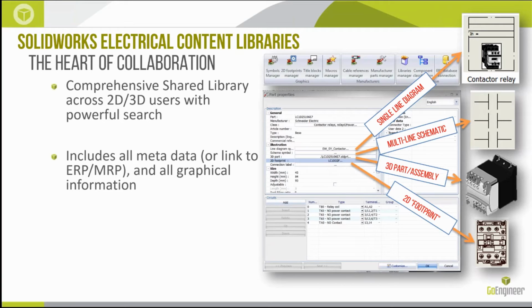we've got a relay. It's got a single line. It's got a multi-line symbol. It's got a 3D part associated with it. It's got a 2D footprint associated with it. For things like connectors, this is going to be your projected views. All of these are associated.